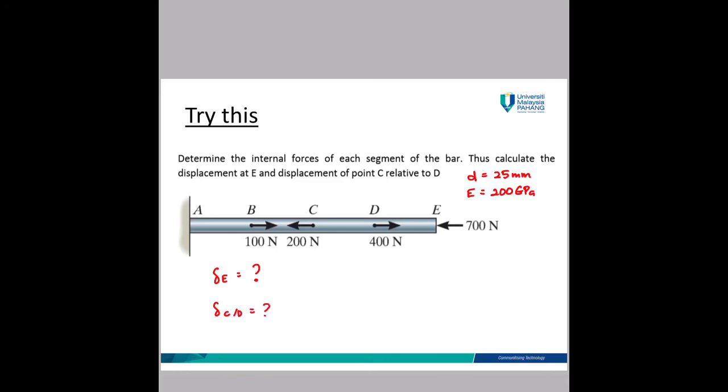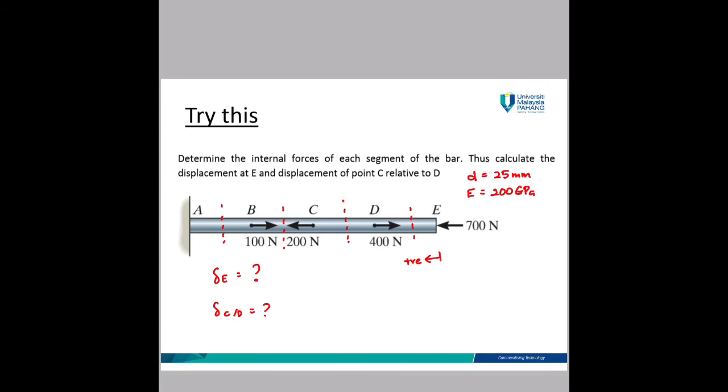Same question, because A is fixed, then you need to start from E. When you start from E, everything that goes to the left is positive for internal forces. So you need to cut between DE, between CD, between BC and between AB. When you expose the internal forces, then you can calculate the displacement at each segment. First calculate the internal forces at each segment, following the sign convention, to determine NAB, NBC, NCD and NDE. After that, you calculate the displacement at E and also the displacement of point C relative to D.